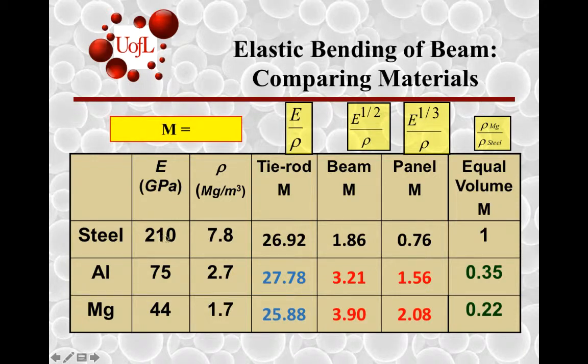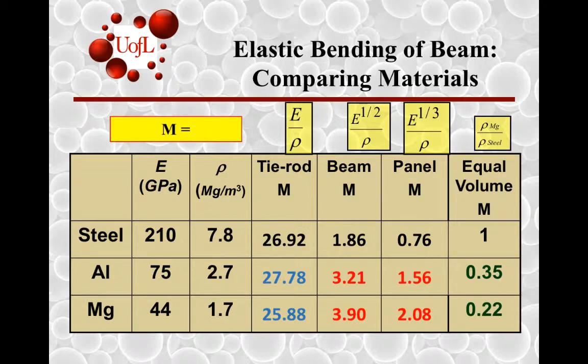So if you replace steel, assume the volume was 1 meter cubed. If you now replace that same component with the same dimensions with aluminum, since it's roughly 1/3, you'll have a material index of 0.35. This is a conventional way people thought of making something lighter. Alternatively, if you use magnesium, it's about 1/4 of that, and so 0.22.